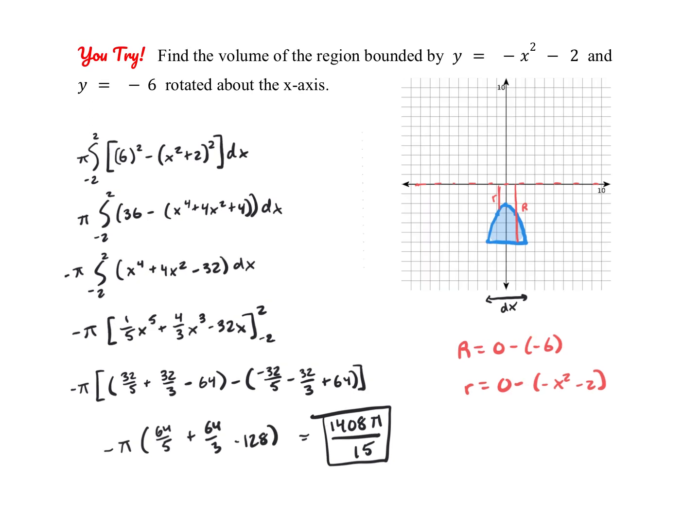But from there, we're just doing pi times large radius squared minus small radius squared, and I'm integrating from -2 to 2. Here's all the work for that.